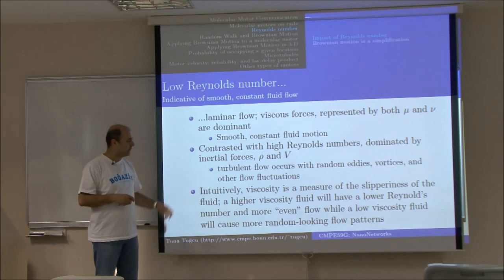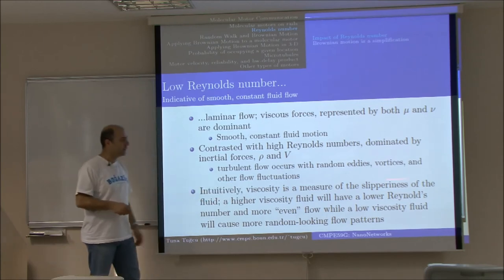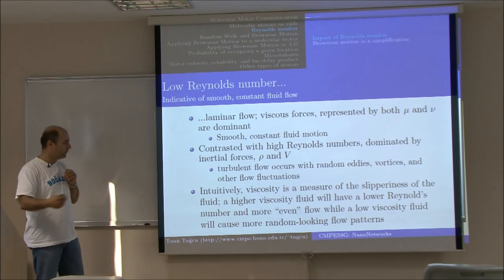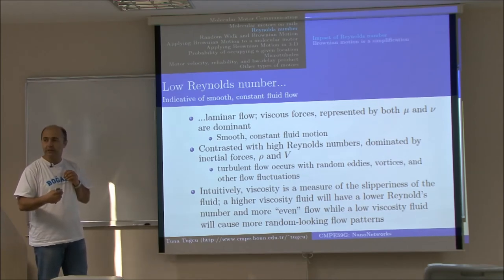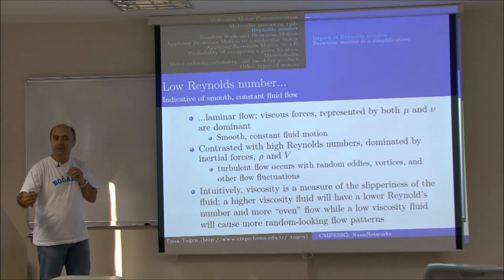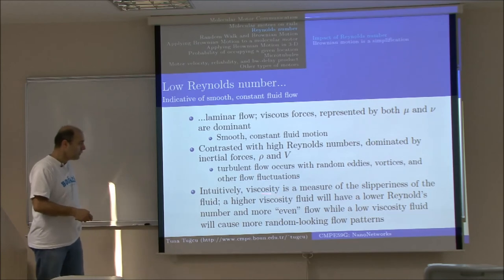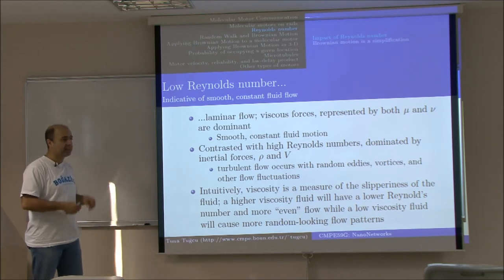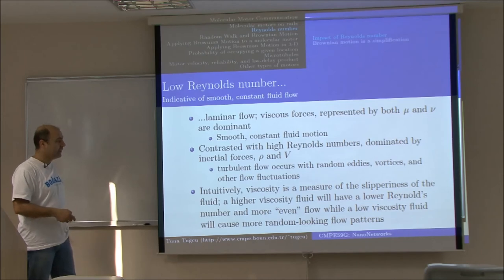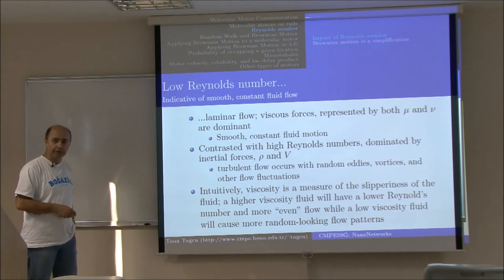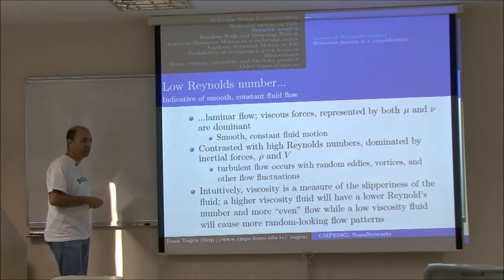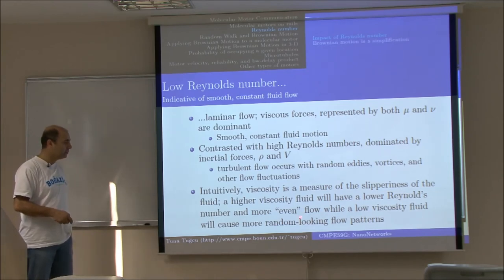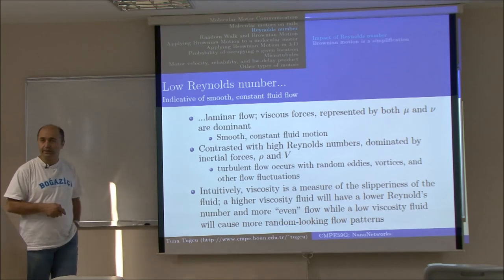So intuitively, we can say viscosity is a measure of the slipperiness of the fluid we have in the environment. The more viscous it is, the more slippery the fluid is. If viscosity is higher, then you have lower Reynolds numbers, and therefore you have a smooth flow. Whereas if you have a low viscosity fluid, the Reynolds number will be larger, and you will end up with random looking flow patterns in your fluid.